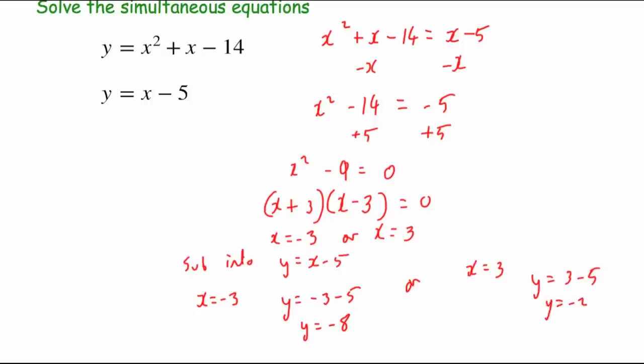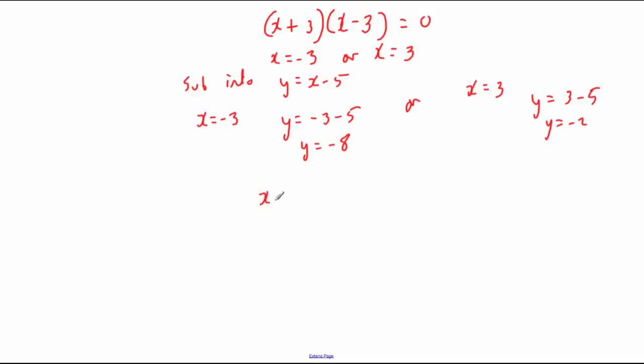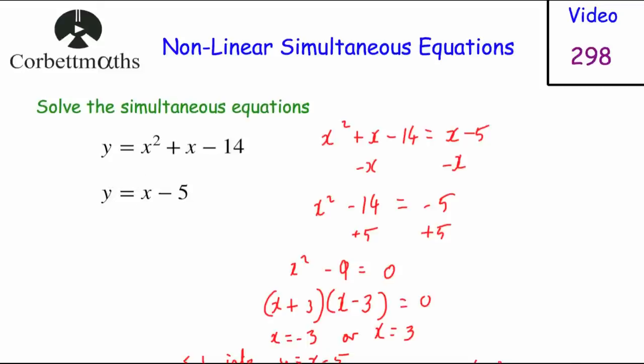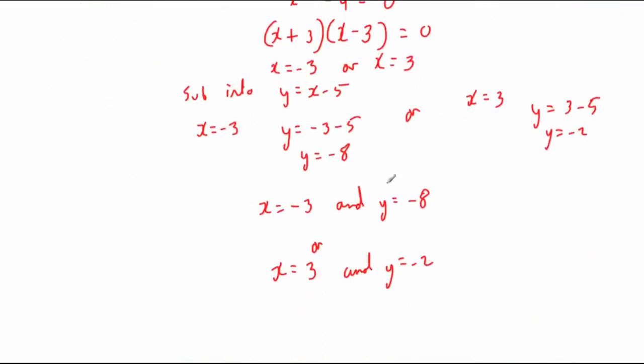And that's it, so we've found our pair of solutions. So we've got that x equals negative 3 and y equals negative 8, or x equals 3 and y equals negative 2. And that's it. So our solutions are simultaneous equations. If you're asked this question to find where the quadratic y equals x squared plus x minus 14 and the straight line y equals x minus 5 intersect, then those would be our coordinates. We would have the coordinates negative 3, negative 8, and 3, negative 2. But this question was just a simultaneous equations question, so we've got our pairs of solutions. We've got x equals negative 3 and y equals negative 8, or x equals 3 and y equals negative 2.